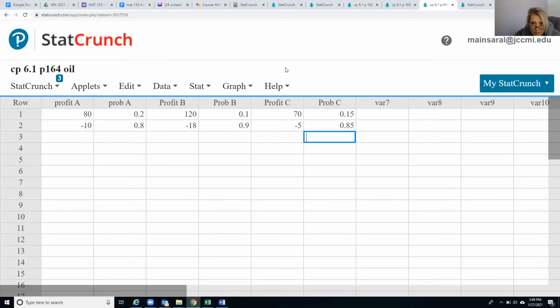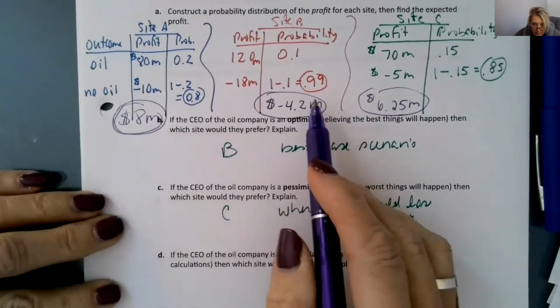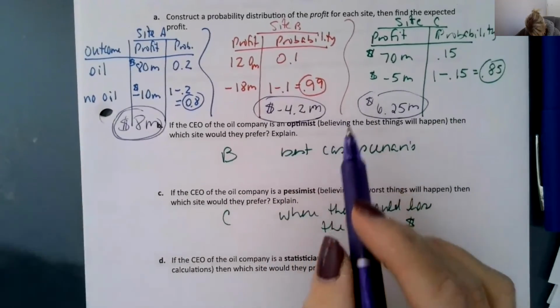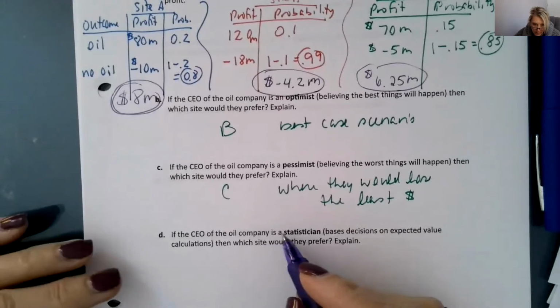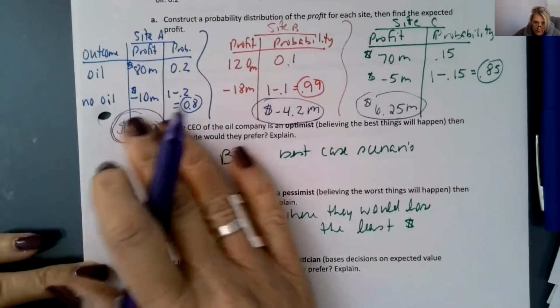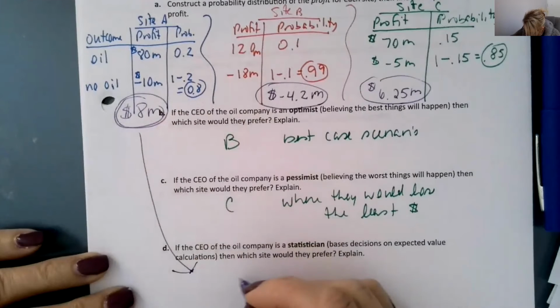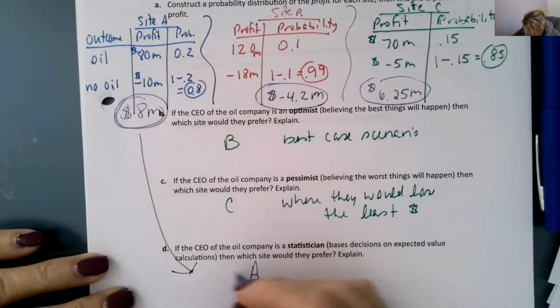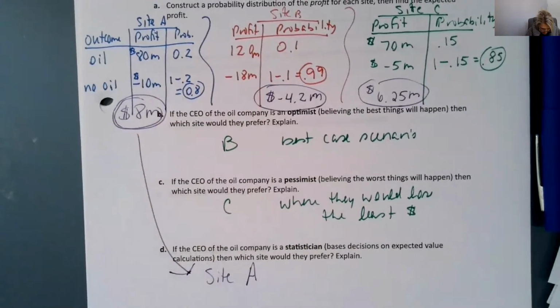So let's just go and share our paper and make sure that we have the same thing, all of us. So we have losing 4.2 million and 6.25 million. So the CEO, if they were a statistician, they would go by looking at the overall expected profit of $8 million. So they would choose site A. Definitely site A.